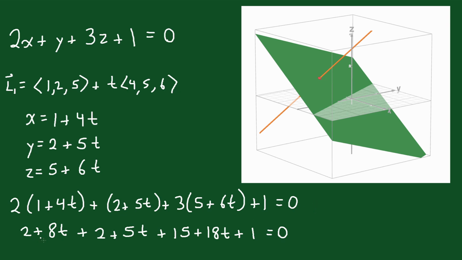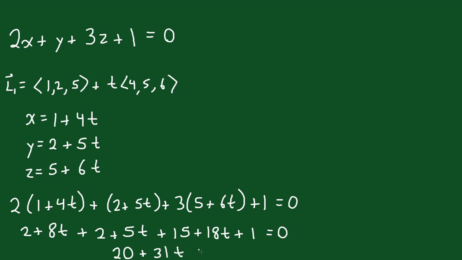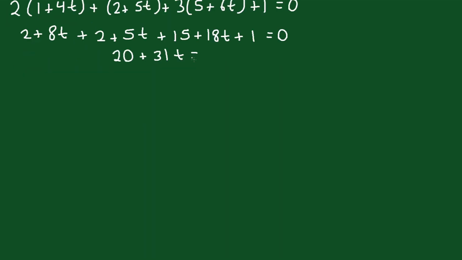Now I'll collect some like terms. We have a 2, a 2, a 15, and a 1. Those will add up to 20. We have an 8t, a 5t, and an 18t. Together, those should make 31t, and that's equal to 0, right? So now we can say 31t = -20, or t = -20/31. This is the value of t.